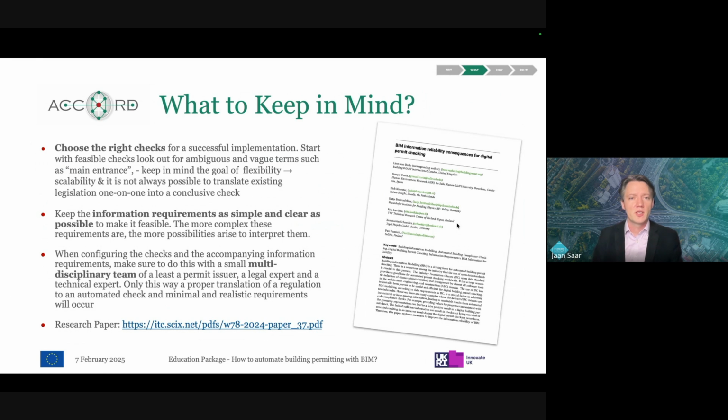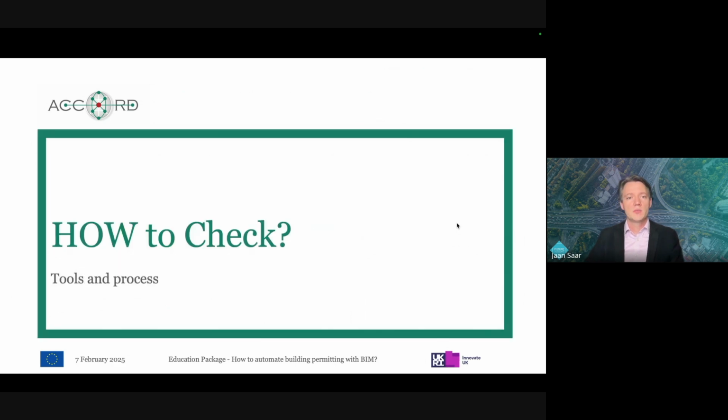Choose the right checks, keep information requirements as simple and clear as possible, and involve a multidisciplinary team when you're doing this. And there's a really nice research paper done by several members of the Awkward team, which you can check out from this link, and some more resources.